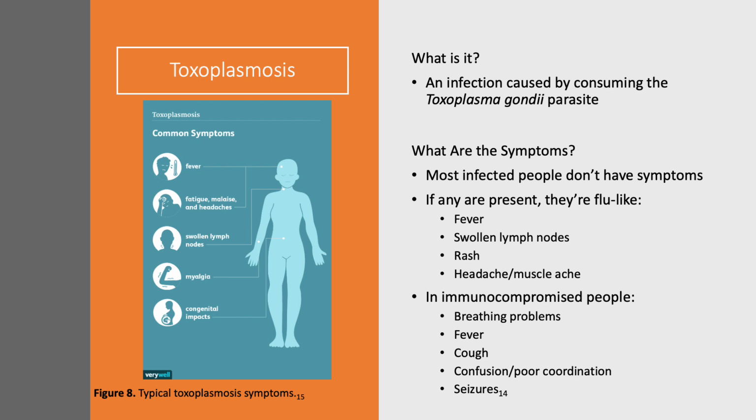immunocompromised people, when they get infected with toxoplasmosis, they generally will have symptoms. And these are going to be similar, and they will be shared with the symptoms from healthier people, but they will also have a few other things and be a little bit more severe. Examples of these would be breathing problems, fever as well, cough, confusion, poor coordination, and sometimes even seizures.